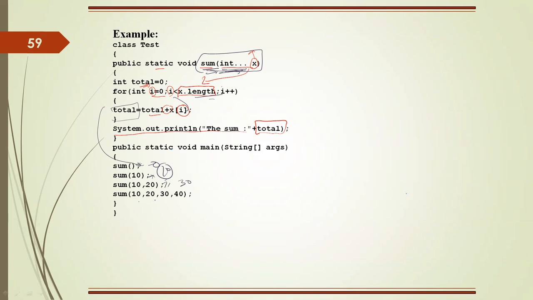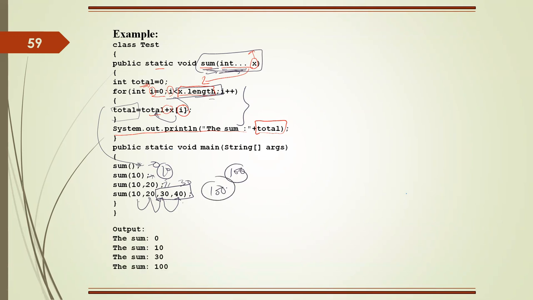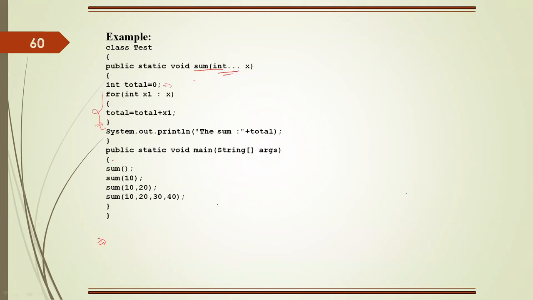Then here the values are 10, 20, 30, 40, and the length is 4. Then it will execute the for loop four times. When we execute four times, the total keeps adding: 10 plus 20 becomes 30, 30 plus 30 becomes 60, 60 plus 40 is 100. We will get 100 here. Like that. Now this is the second example: by using a for-each loop, you can do the same thing.